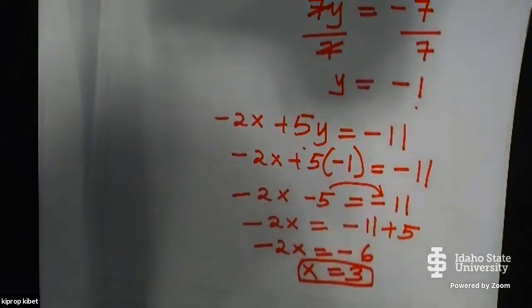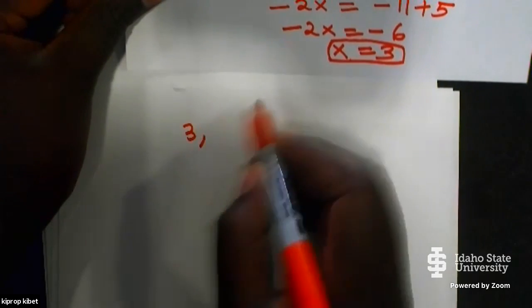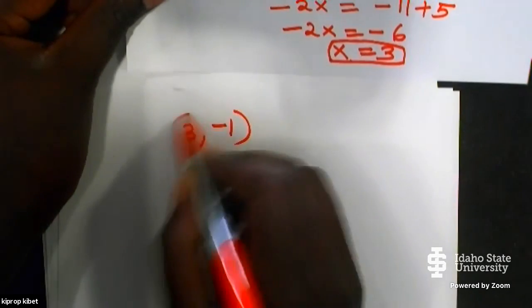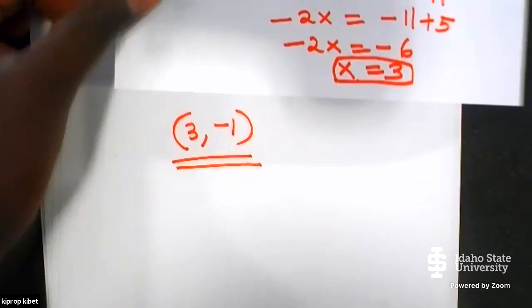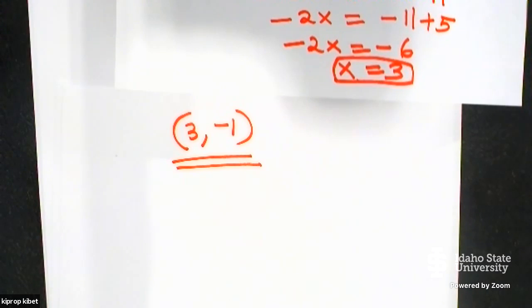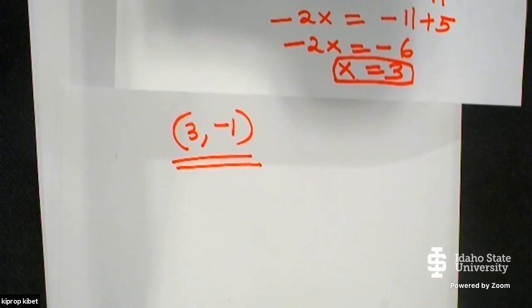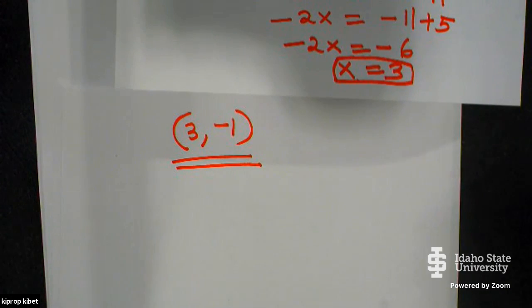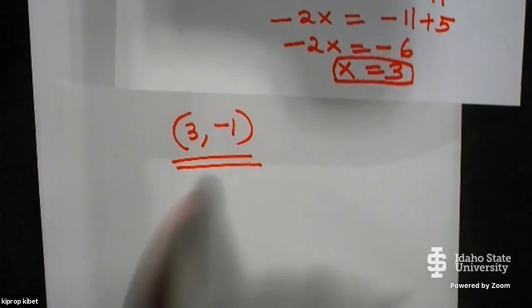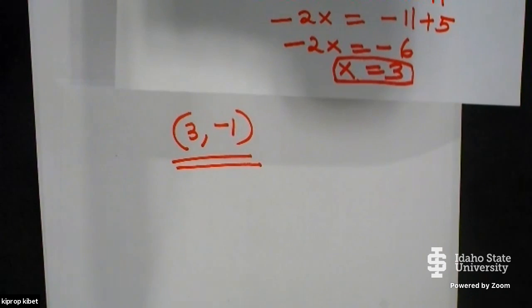So now the solution to our system will be 3 and minus 1. That is our solution. That means the two lines will meet at the point (3, minus 1) if you use the graph method. Is that clear? Okay.